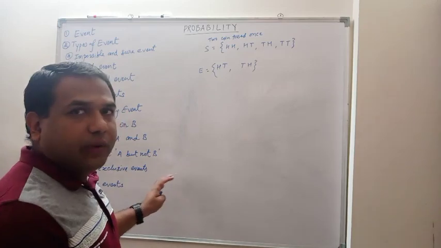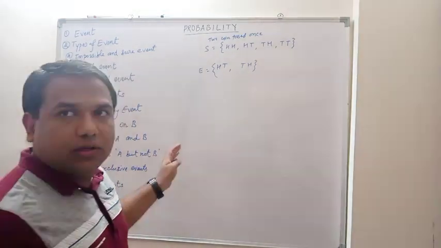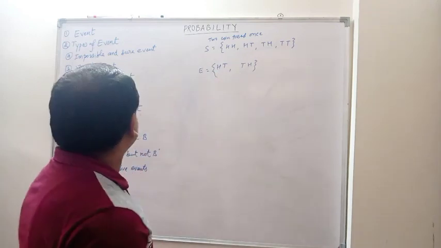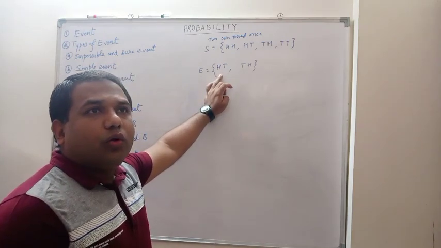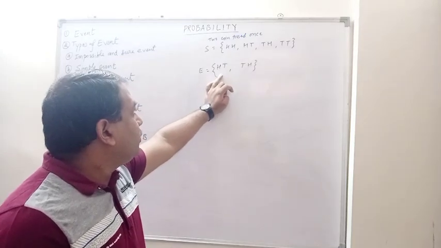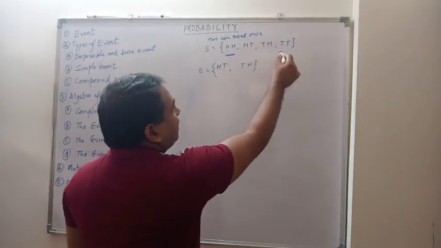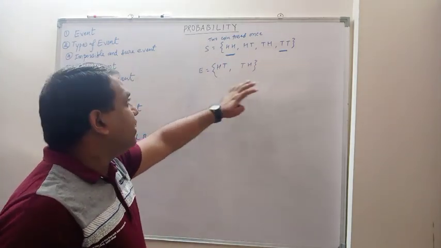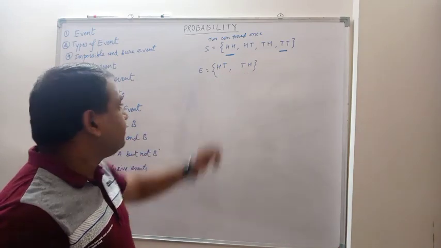Sample point I have explained in the previous slide. So these are the events. Occurrence of event means if I say one head should be mandatory when you toss, then it is HT and TH. The remaining ones, HH and TT, will not be there, so that is not the favorable event. So occurrence of event will be HT and TH only.